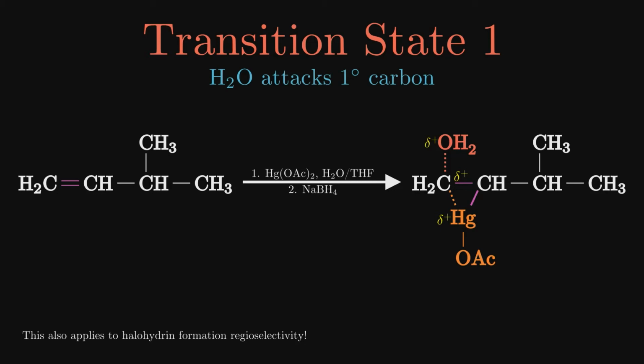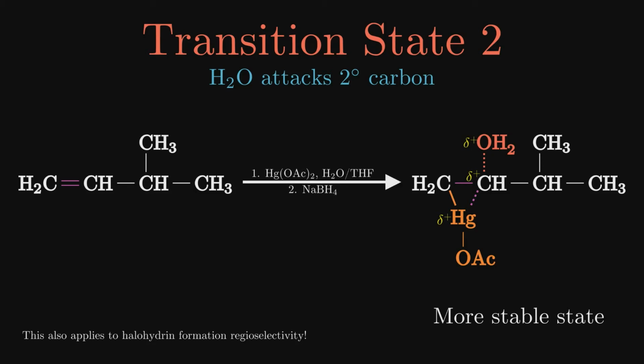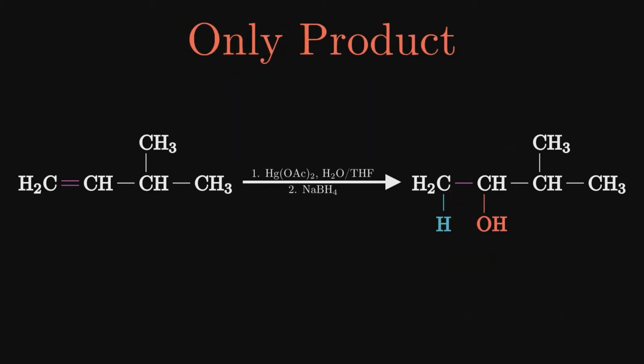However, if it attacked the more substituted secondary carbon, the transition state is more stable. As we have seen before, the more stable something is, the greater influence it will have on product formation. Therefore, in this case, the water attacking the secondary carbon results in a more stable transition state, and thus the alcohol group lands in that position.